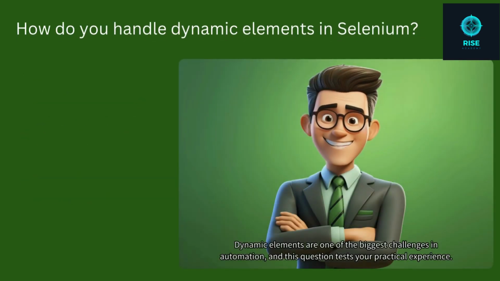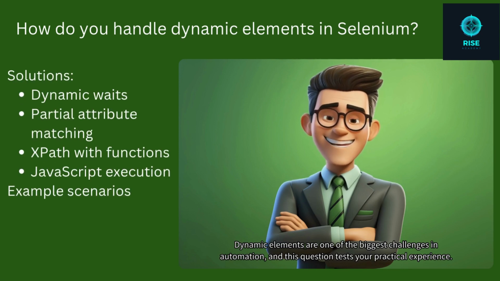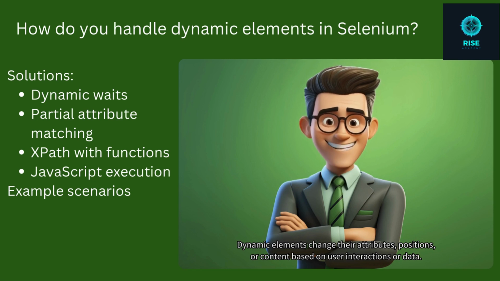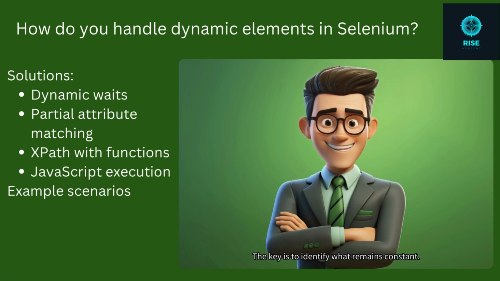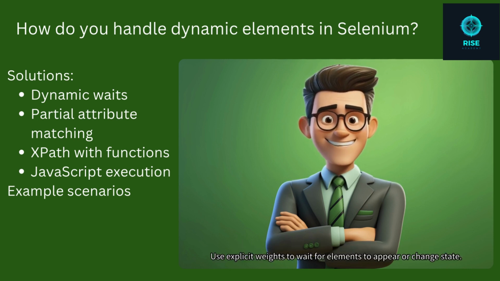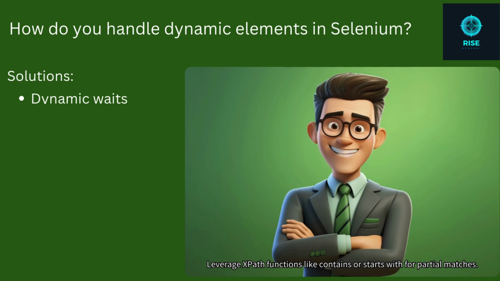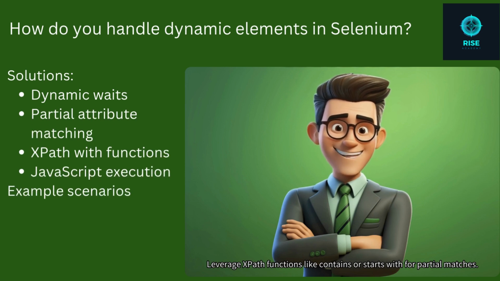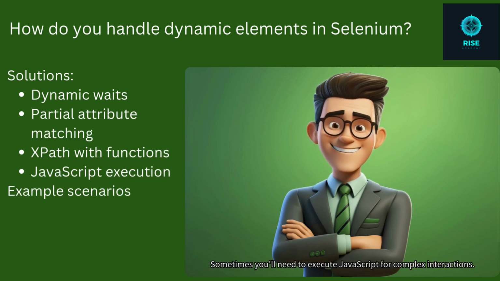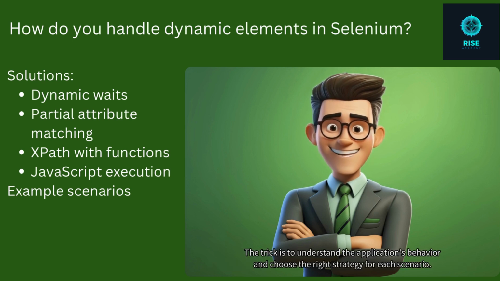Dynamic elements are one of the biggest challenges in automation, and this question tests your practical experience. Dynamic elements change their attributes, positions, or content based on user interactions or data. The key is to identify what remains constant. Use explicit waits to wait for elements to appear or change state. Leverage XPath functions like contains or starts-with for partial matches. Sometimes you'll need to execute JavaScript for complex interactions. The trick is to understand the application's behavior and choose the right strategy for each scenario.